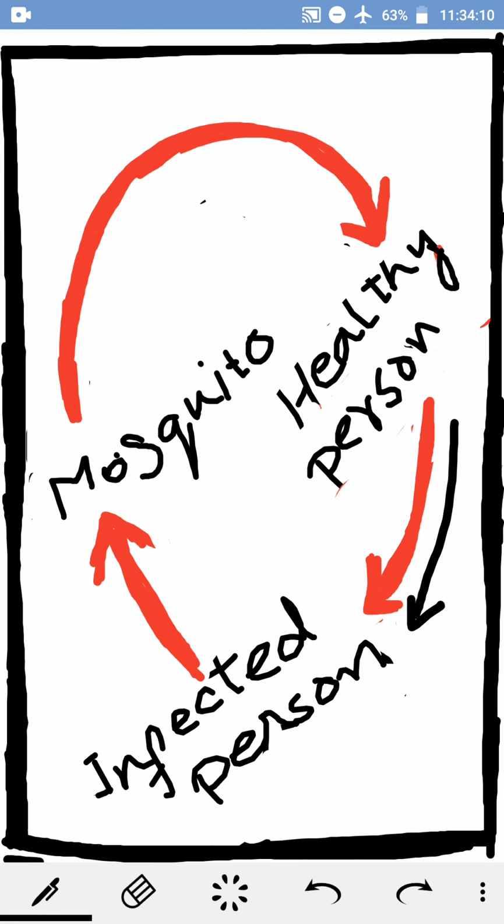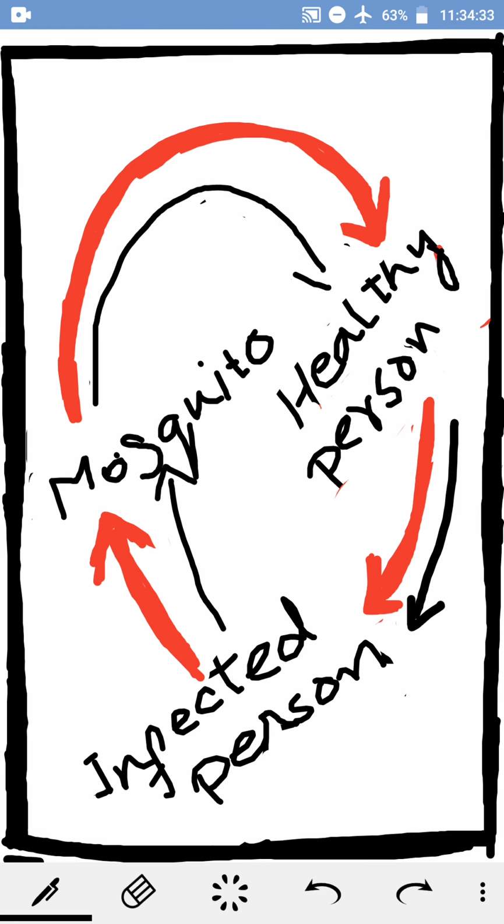When a mosquito bites an infected person, the germs of the disease enter into the body of the mosquito, and the mosquito gets infected. When this infected mosquito bites a healthy person, the person becomes infected. So from the infected mosquito, it goes to the healthy person's body. Thus the cycle goes on.